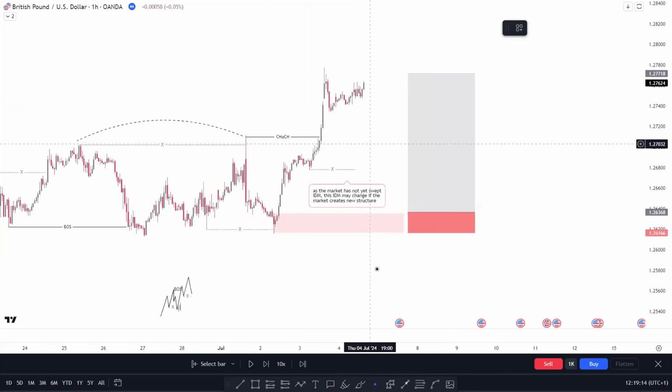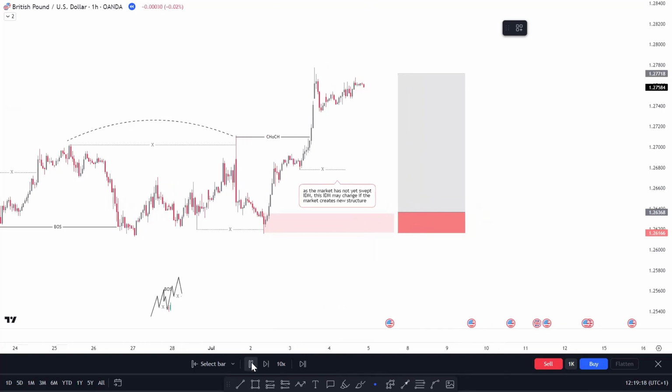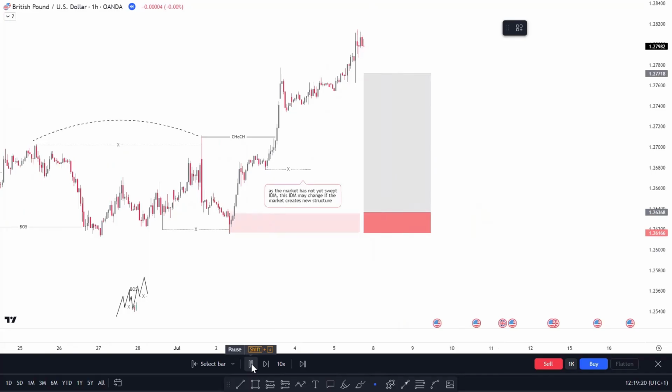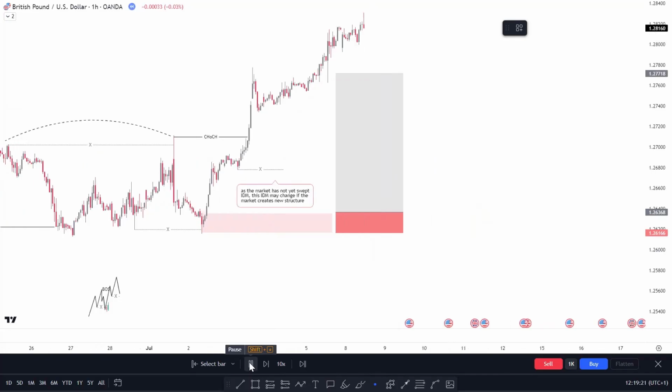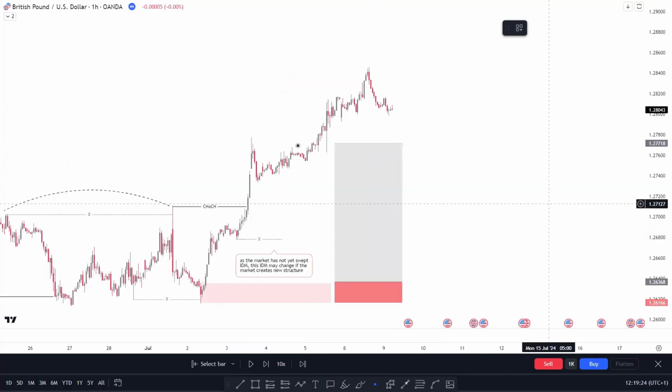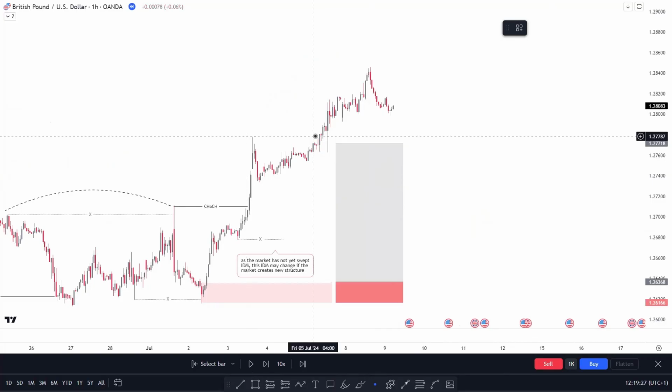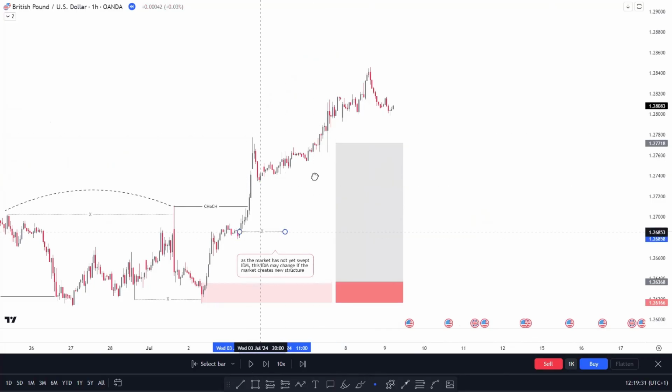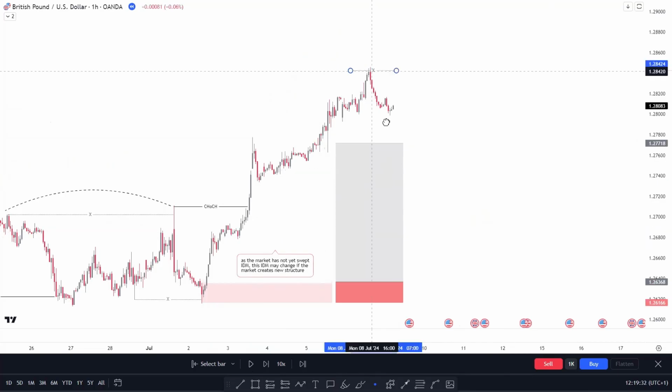And let's see what the market has done. We see that the market has pushed higher without coming down to take out our inducement or mitigating our extreme order block. And the market has created a new structure here. At the time the market broke this structure, our inducement is transferred from down here all the way above here, because the market has created a new structure.